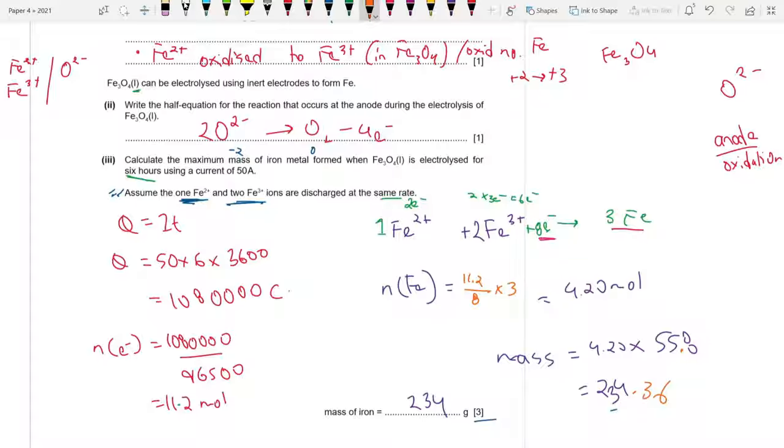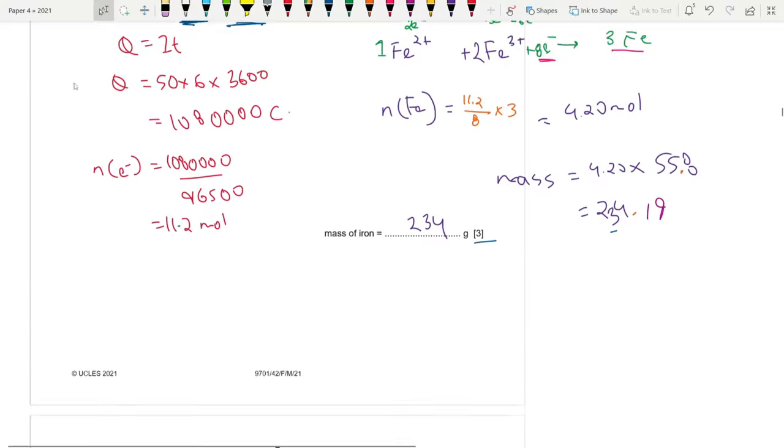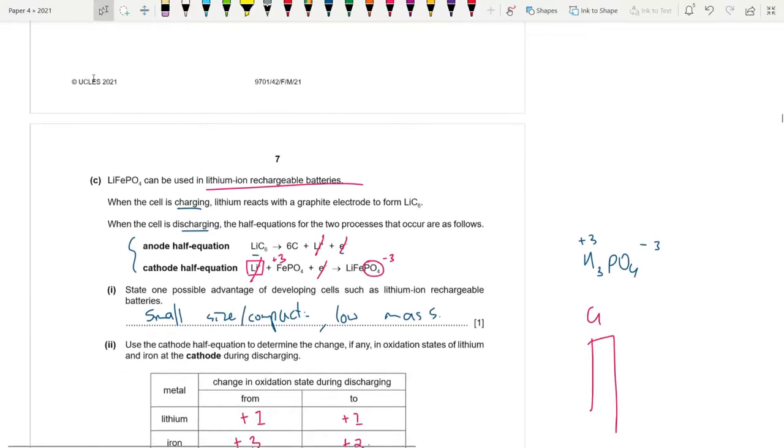108,000 by 96,500. That's actually 11.19, yeah? Divide by 8 into 3. That's actually 4.1968 into 55.8. If you use your calculator answers, you're going to get the value 234.19. Okay, 234.19, or basically 234.2. You can either write 234.2 or 234 grams. Either one works, okay? Moving on.